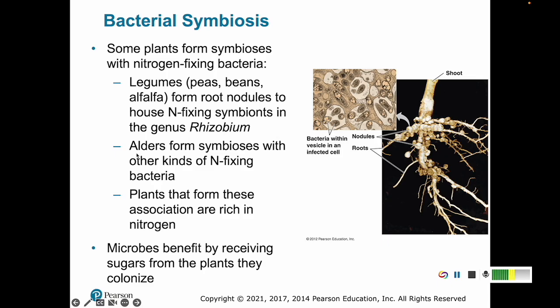Alders will form symbioses with other types of nitrogen-fixing bacteria, and both legumes and alders will be rich in nitrogen. The plants are benefiting because they are getting the nitrogen that they need to grow. The microbes are benefiting by receiving sugars from the plants that they colonize. So remembering those three types of symbiosis, microbes are benefiting, plants are benefiting. What type of symbiosis is that?